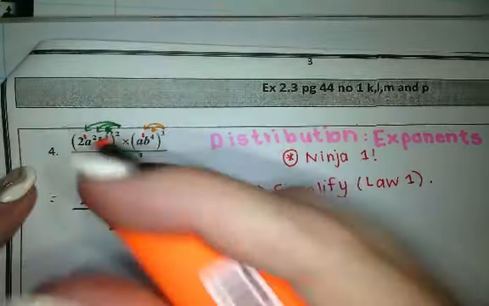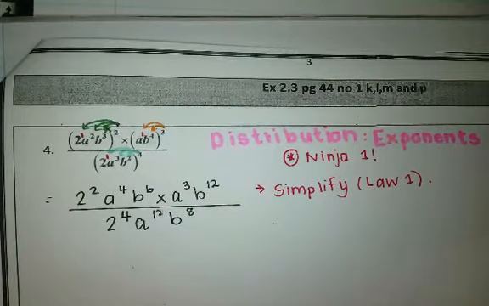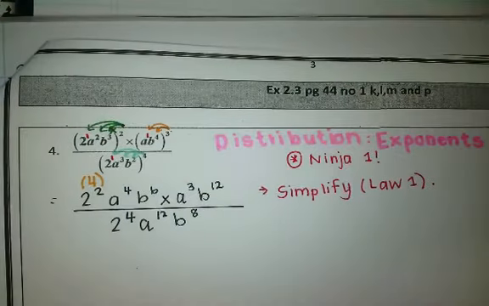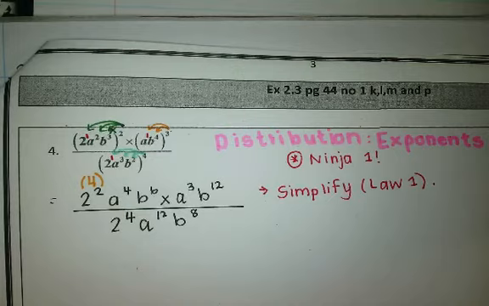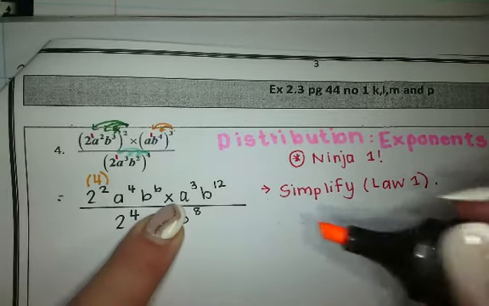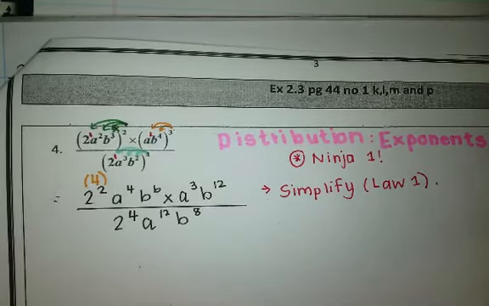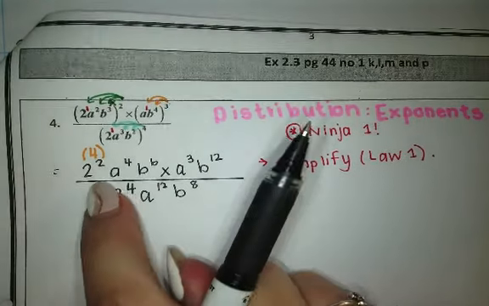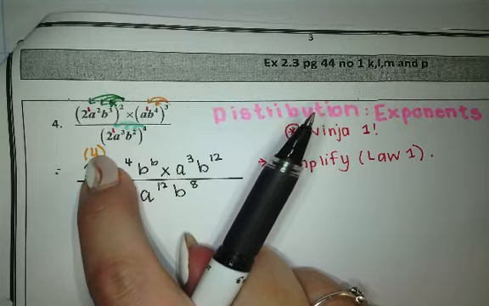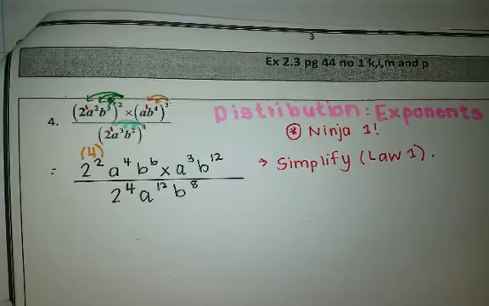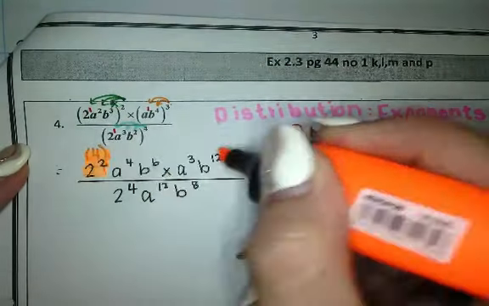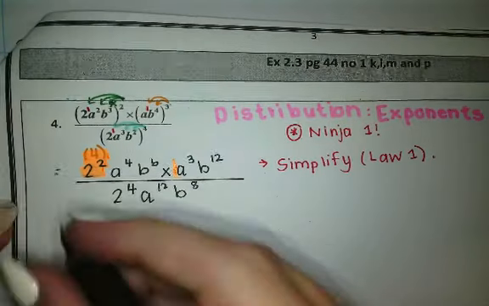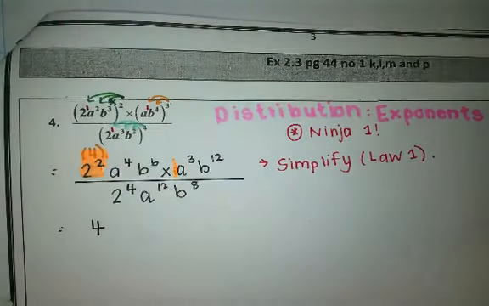Okay, so 2 to the power of 2 is what? It's 4, correct? 2 to the power of 2 is 4. So we simplify on the top now. 4 times 1, because there's an integer 1 there as well, hey? 4 times 1 is 4.